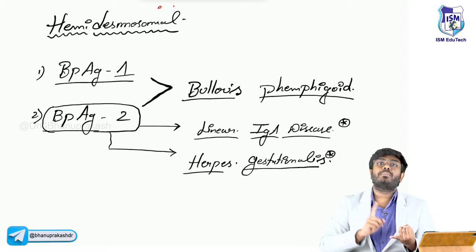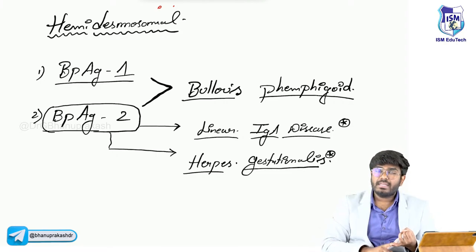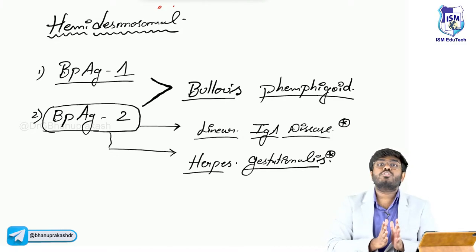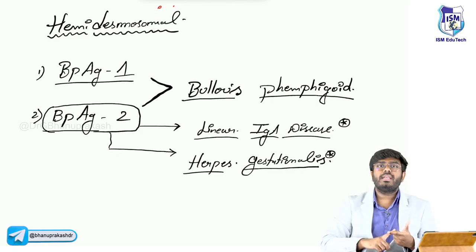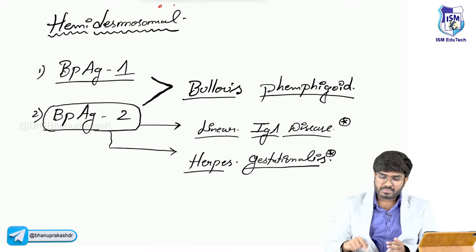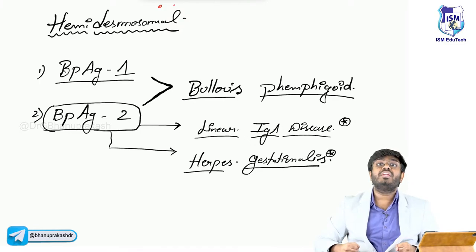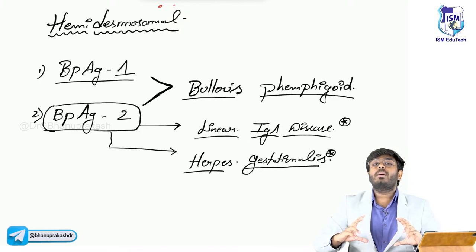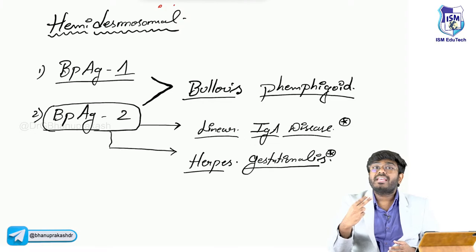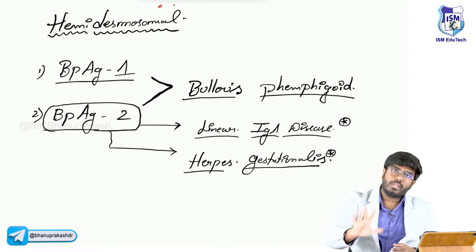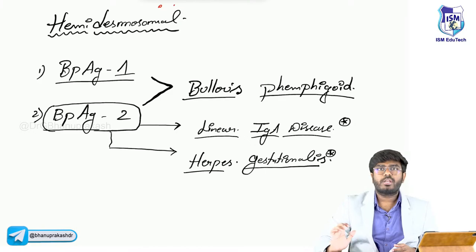Connexons are present in gap junctions. Claudins and occludins are present in tight junctions. Cadherins are present in adherent junctions. What are the examples of desmosomal proteins? Desmoglein, desmocollin, plakoglobin, desmoplakin. What are the examples of hemidesmosomal proteins? BPAG1, BPAG2. What are the junctional molecules which help in attachment of a cell with the basement membrane? Two types: hemidesmosomes and focal adhesion molecules.